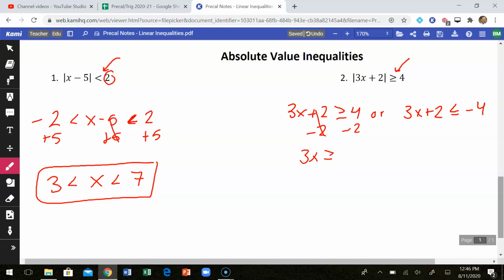So 3x is greater than or equal to 2. Divide by 3, x is greater than or equal to 2/3. Or subtract 2 here. 3x is less than or equal to negative 6. Divide by 3, x is less than or equal to negative 2.